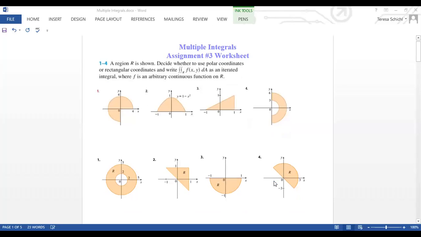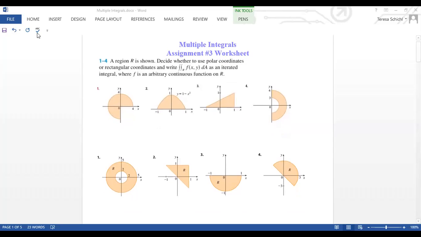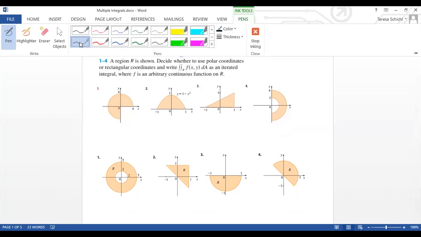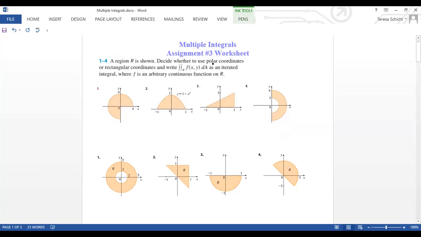The first problem is that in the regions shown below, we want to decide whether we use polar coordinates or rectangular coordinates, and then write it out. We have arbitrary functions here. Remember, for polar coordinates, if your integration region is some type of circular pattern, then polar coordinates are probably a lot easier.